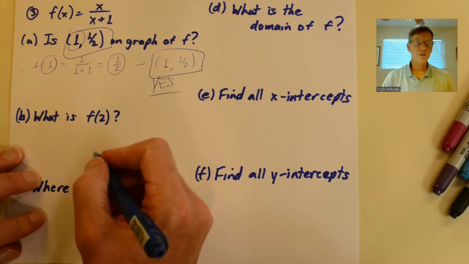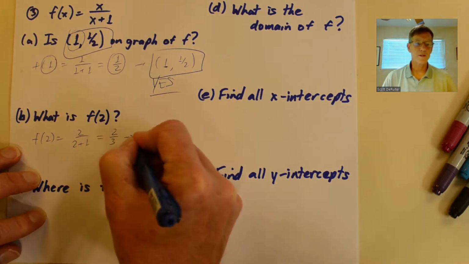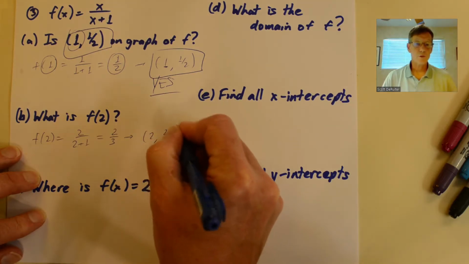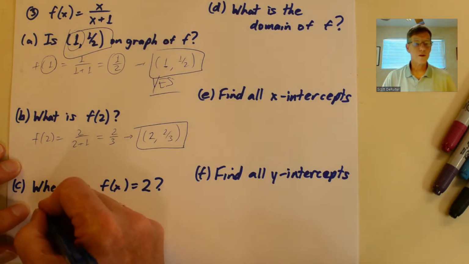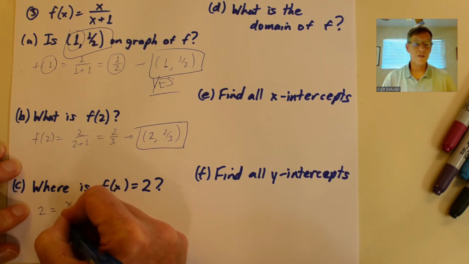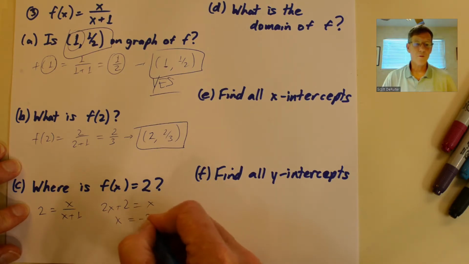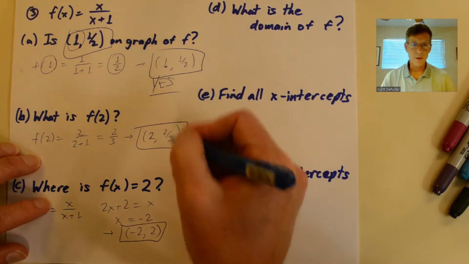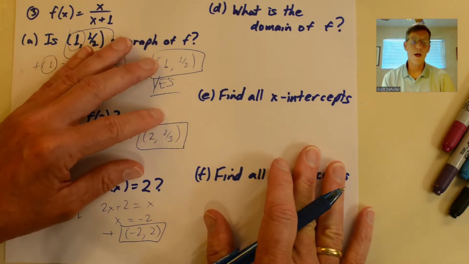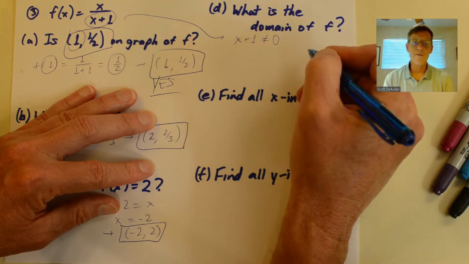What is the function at 2? Well, let's plug in 2 for x and see what we get. 2 over 2 plus 1 is 2/3. And so (2, 2/3) is on the graph of the function. Where is the function equal to 2? Well, set the function equal to 2, and then you can multiply and solve for x. You get x equals -2. That would mean that the point (-2, 2) is on the function. We'll plot these points toward the end of this video just to see that they are on the graph.